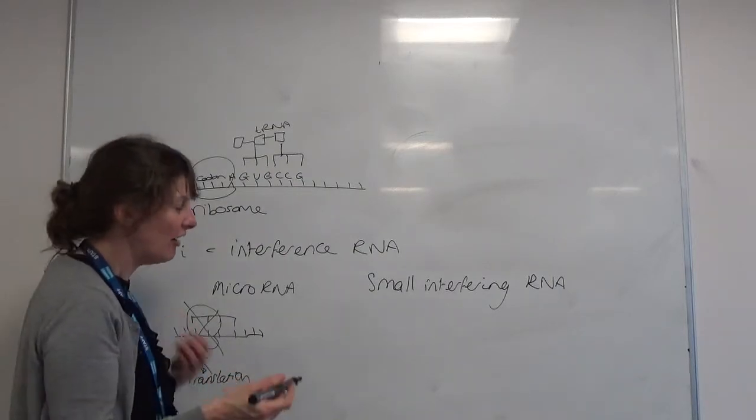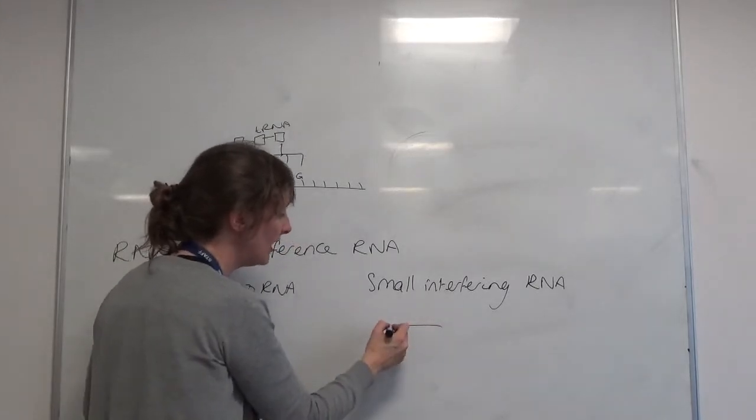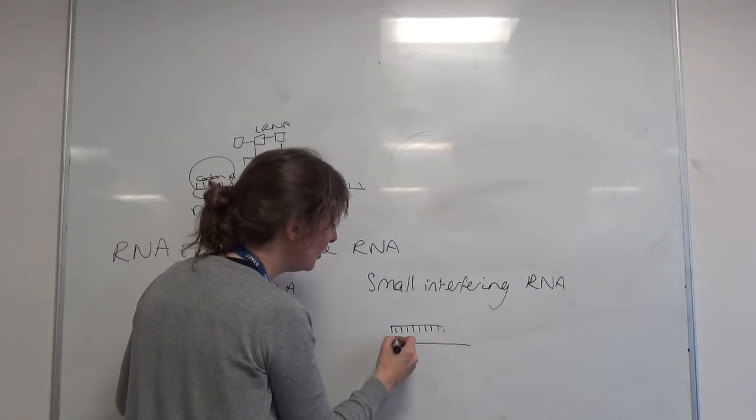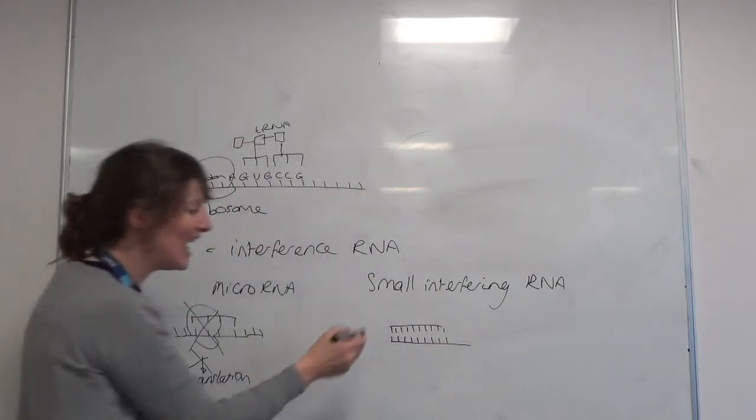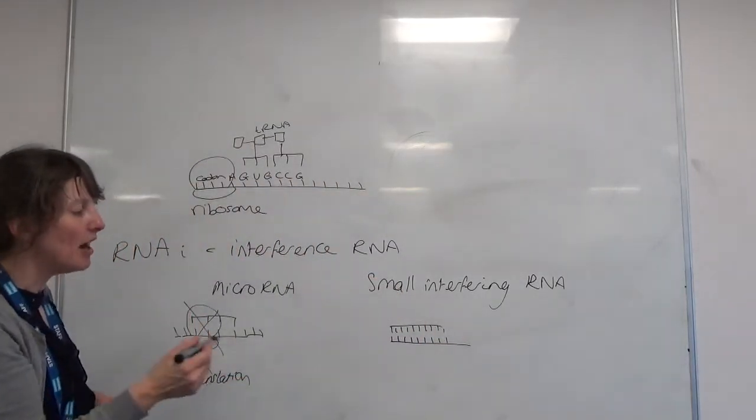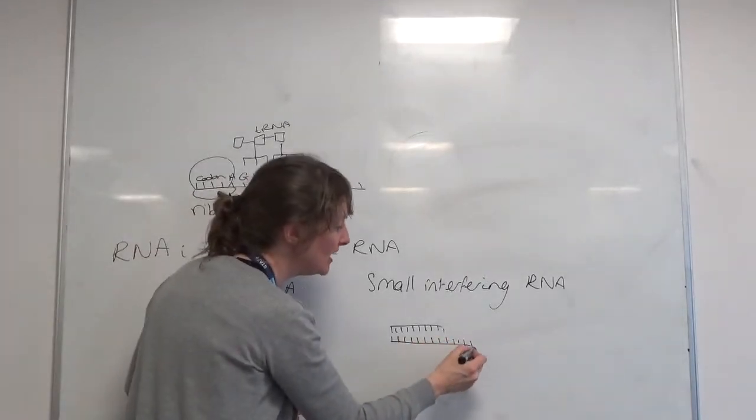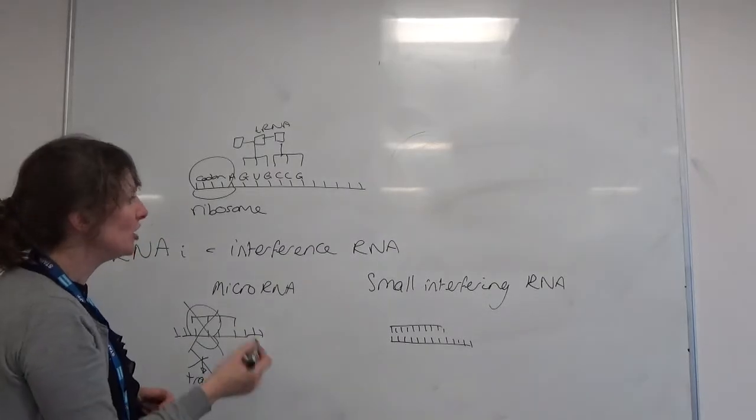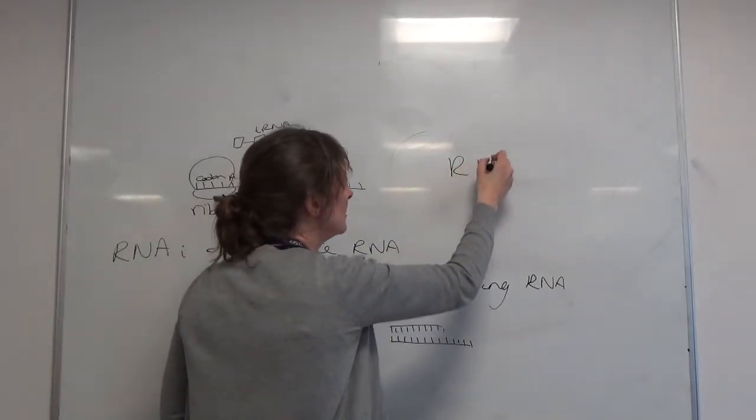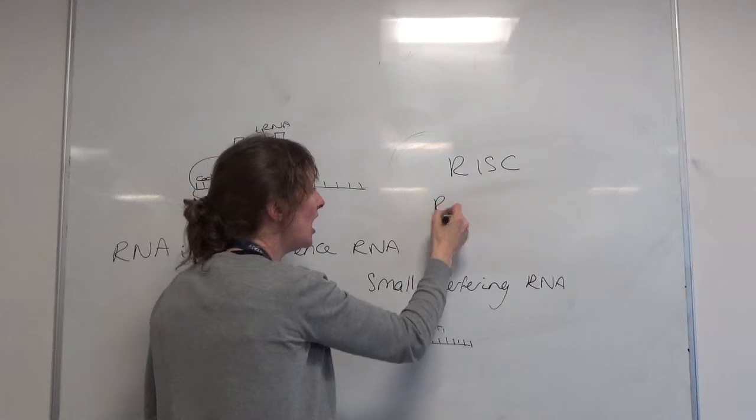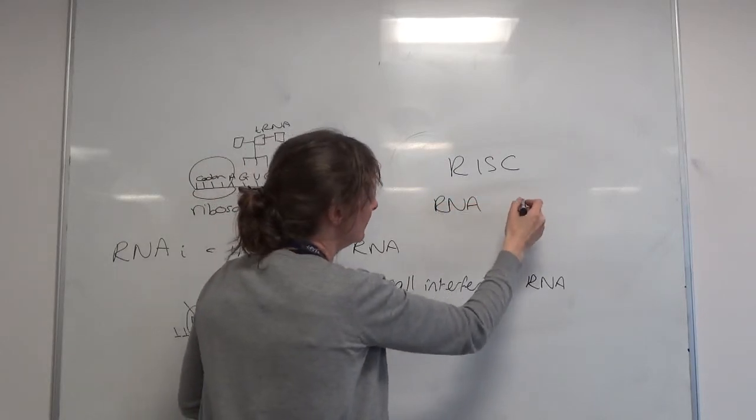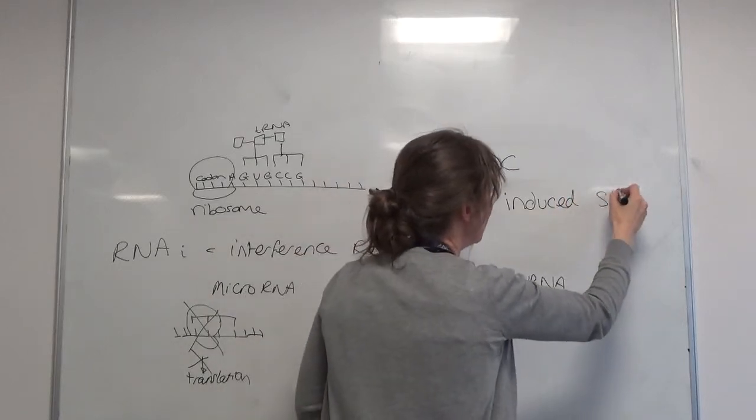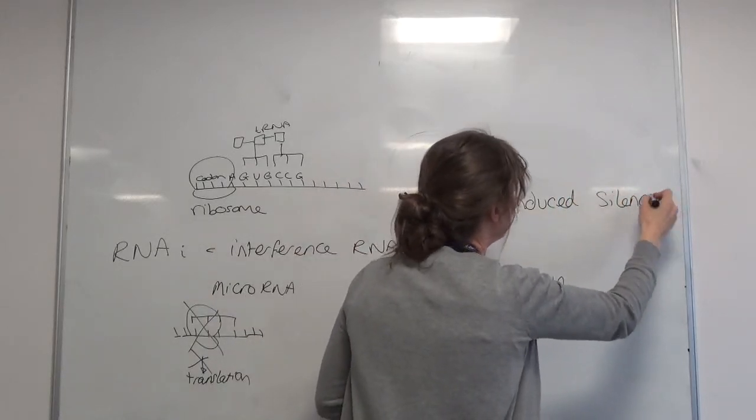Small interfering RNA, in contrast to microRNA then, is a perfect fit. So the sequence of the small interfering RNA will be exactly complementary to the mRNA that it is going to cause to be degraded. And what happens in both cases is there is a complex called RISC. And RISC is RNA-induced silencing complex.